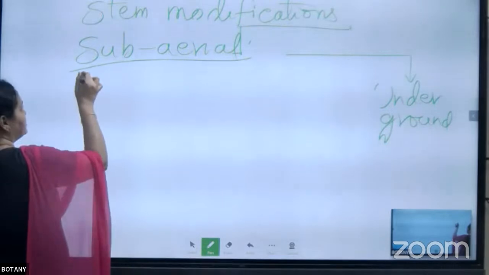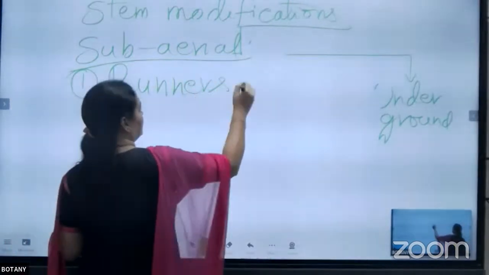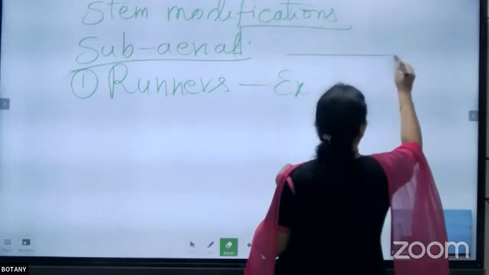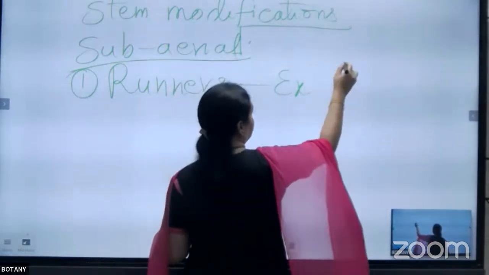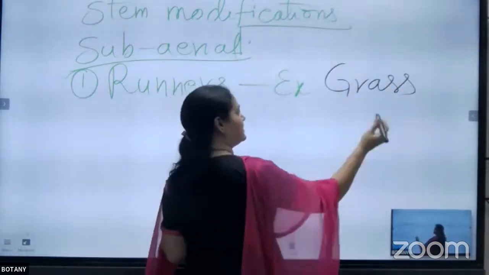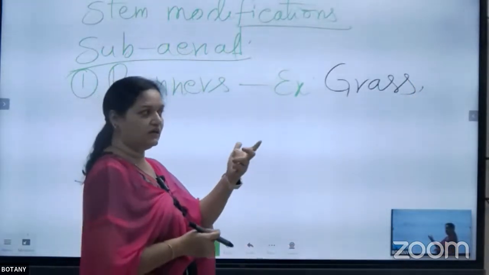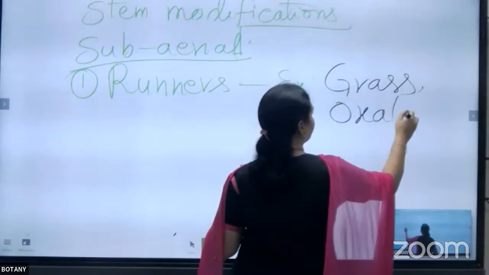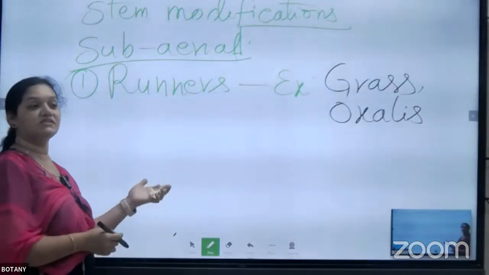And here, the first one becomes the runners. Example, the best example where everyone can write without a spelling mistake is grass. Isn't it? Everyone can write this example without any mistake. And those who want to write a new example where we are giving a unique name, that is the oxalis. Those who are going for the improvement exams, they can go with this example. Grass is the common example for the runners.